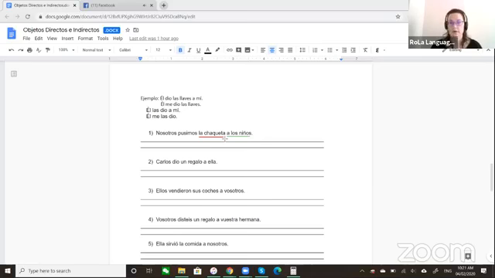So let's try a couple more together. And this one, the next couple ones, I'll let you think about it more in your own head, as I just walked you through the first one. So if we look at número 2, Carlos dio un regalo a ella. So Carlos gave a gift to her. So first question is, what's the indirect object here? What answers the question to whom or for whom? It's a ella.